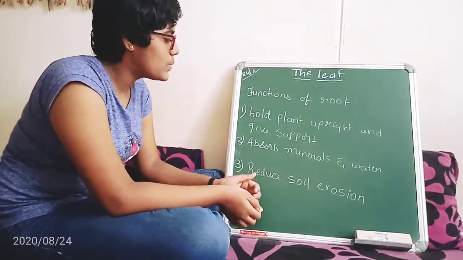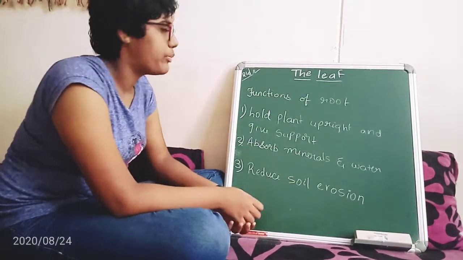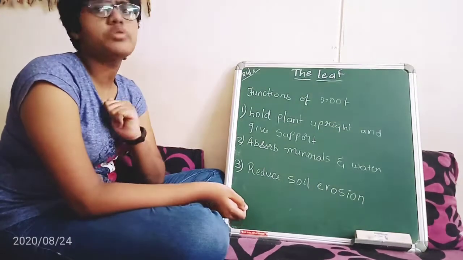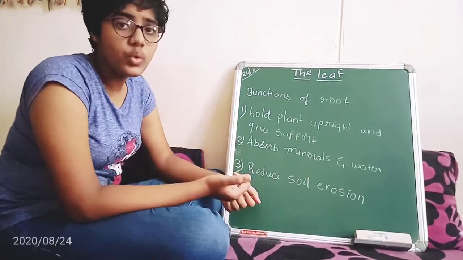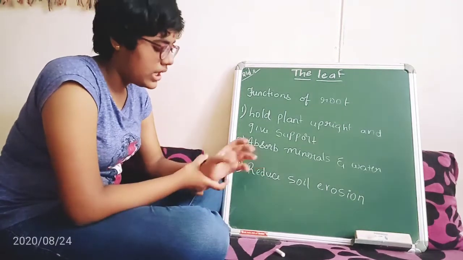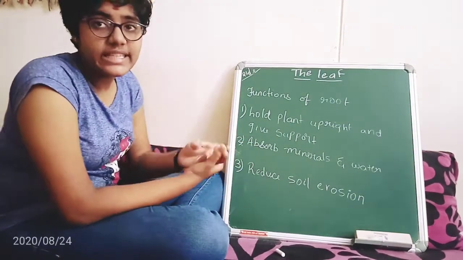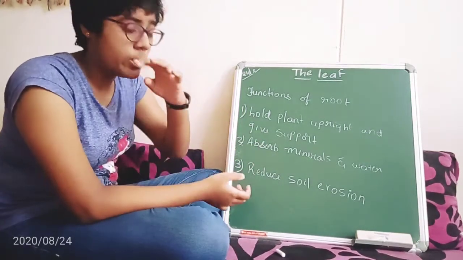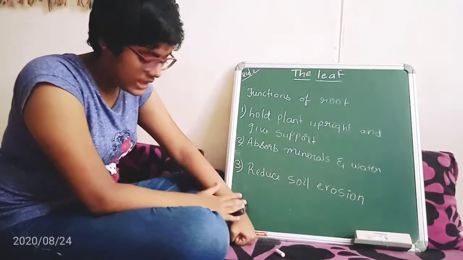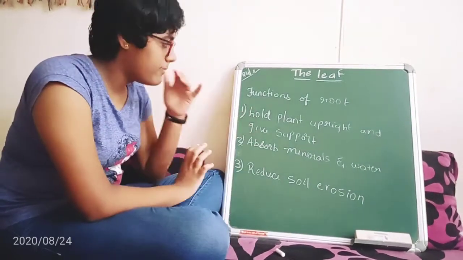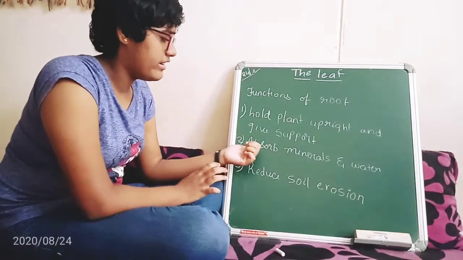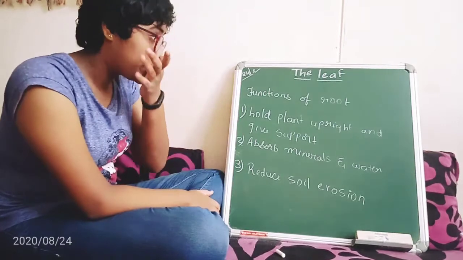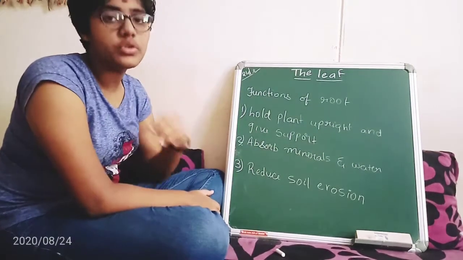Okay. First one, hold the plant upright and give support. There are many plants, and they are standing in an upright position because of the roots. Take your hand itself, imagine your fingers as roots. If you hold anything, it can stand in a perfect manner. In the same way, the root holds the soil upright and gives support to the plant.